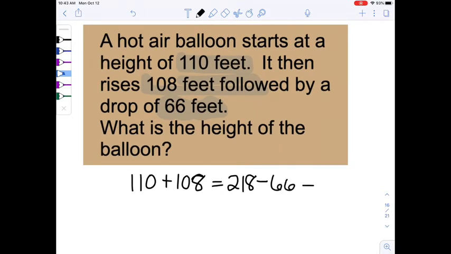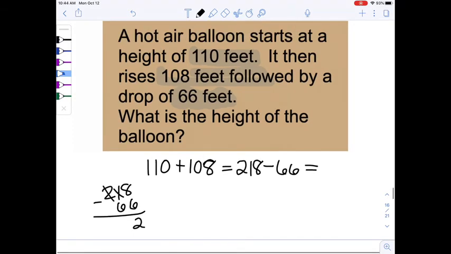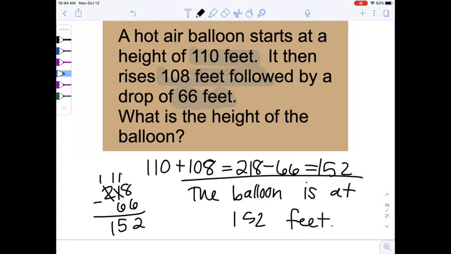And then it drops 66. Drops, we're going to take away 66 feet. And then 218 minus 66 leaves me with 52. So the balloon is at 152... 52 feet.